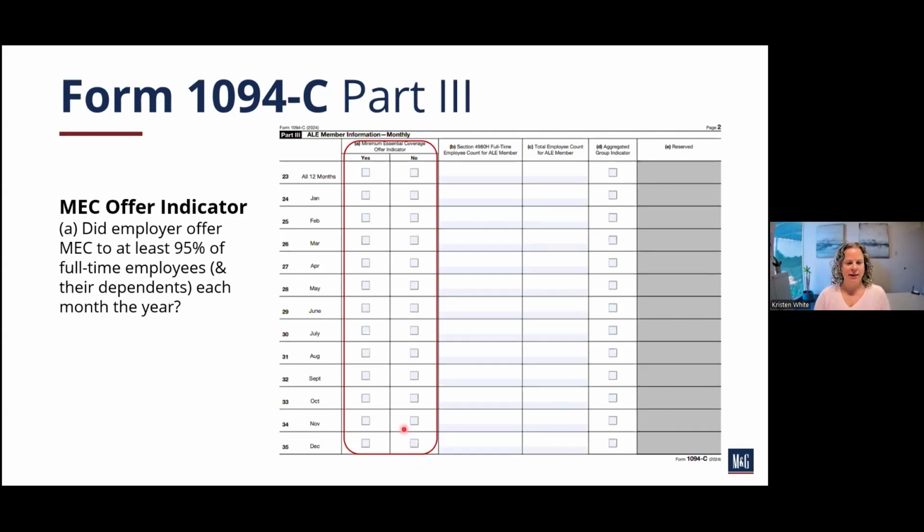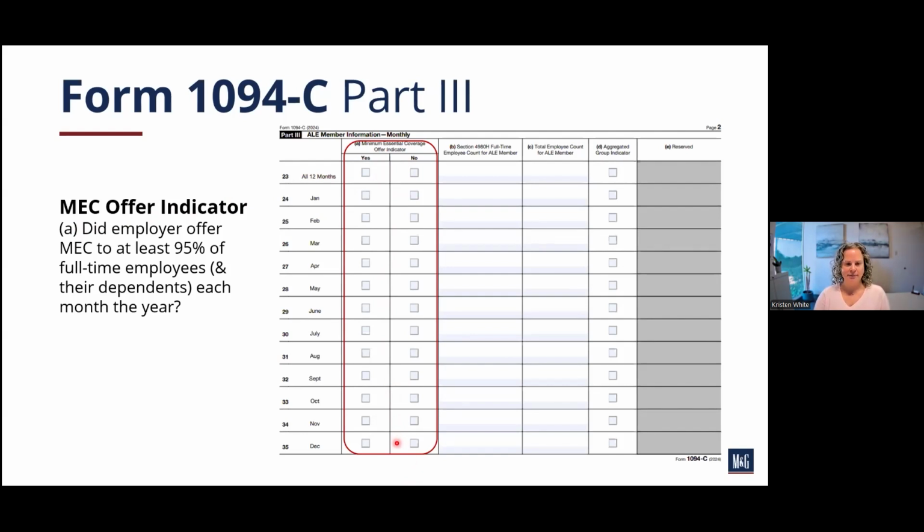So the important one here that I'm really going to harp on is this column. So A, so did you offer at least that minimum essential coverage to at least the 95% for full-time employees for every month? So if you have any no's here, that's a big red flag. I mean, perhaps you didn't offer the coverage, and we don't want to falsify that.